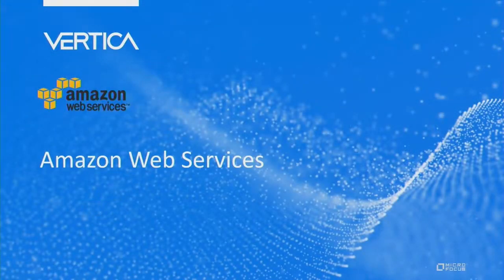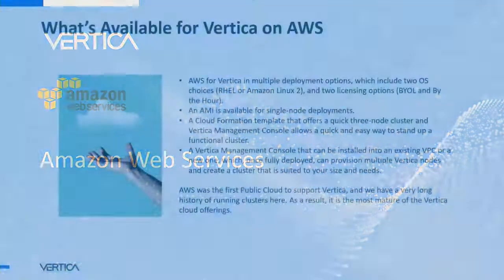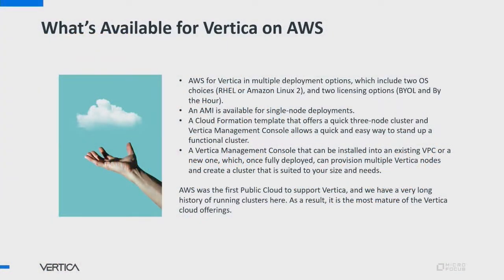Now let's take a look at Vertica on AWS. AWS is the first cloud environment that started supporting Eon mode as well as Enterprise mode. We offer various deployment options for deploying Vertica on AWS. One can spin up a cluster on AWS within a few minutes. The easiest way to spin up a Vertica cluster on AWS is via CloudFormation templates offered by Vertica through AWS Marketplace.